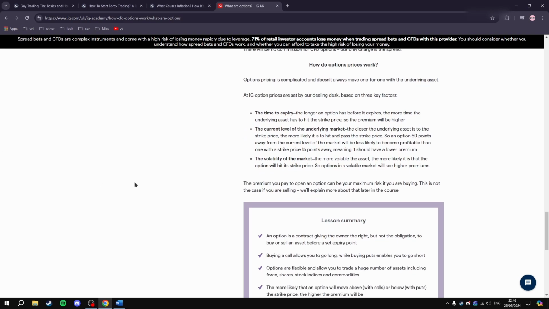So how do option prices work? Options pricing is complicated and doesn't always move one for one with the underlying asset. At IG, option prices are set by our dealing desk based on three key factors. The time to expiry: the longer an option has before it expires, the more time the underlying asset has to hit the strike price, so the premium will be higher.